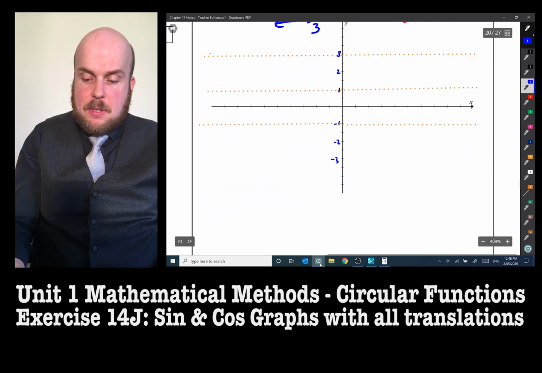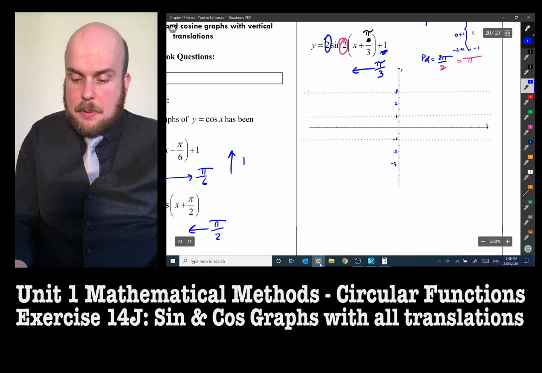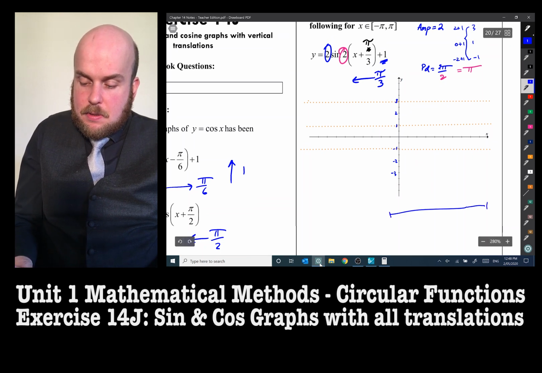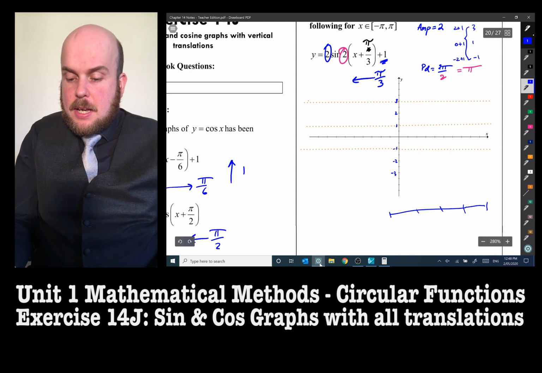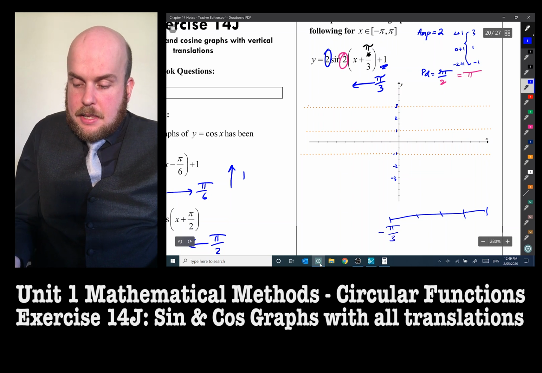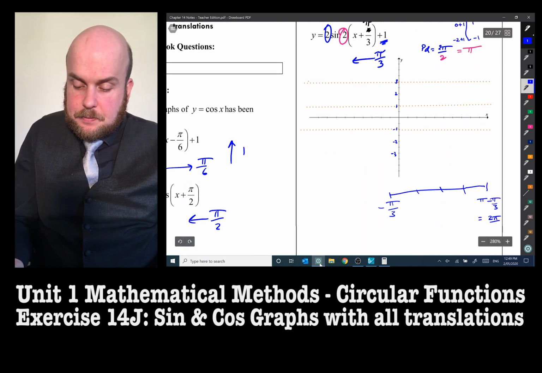So what I would do, again, much like in my previous videos, I would just set up the cycle, as it were. So there's 2, 3, 4. So I know that it has a period of pi. It starts at negative pi on 3. The end point here is going to be pi take away pi on 3, so that's going to be at 2 pi on 3.